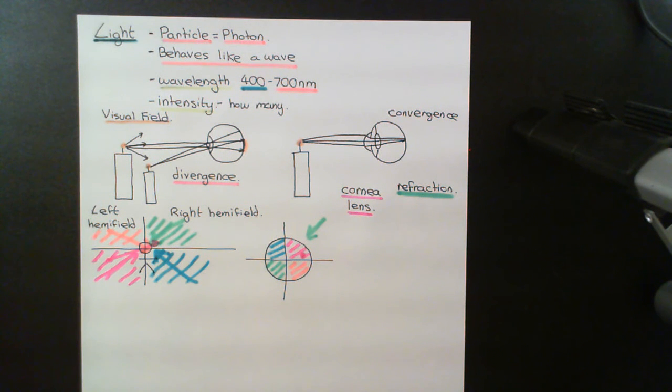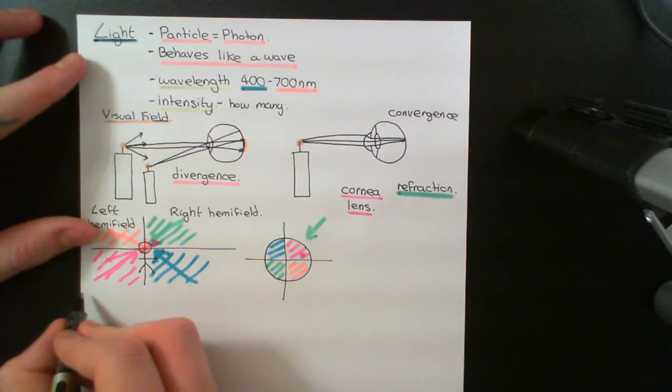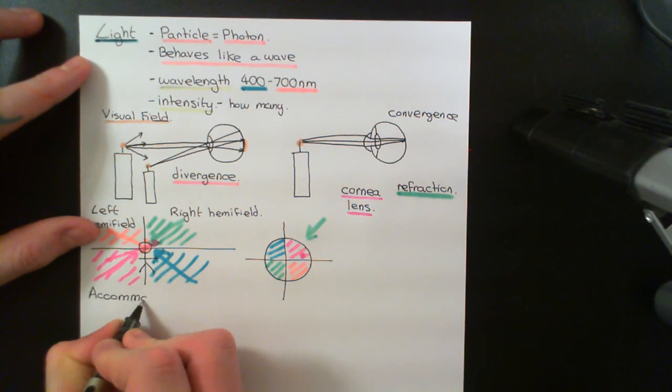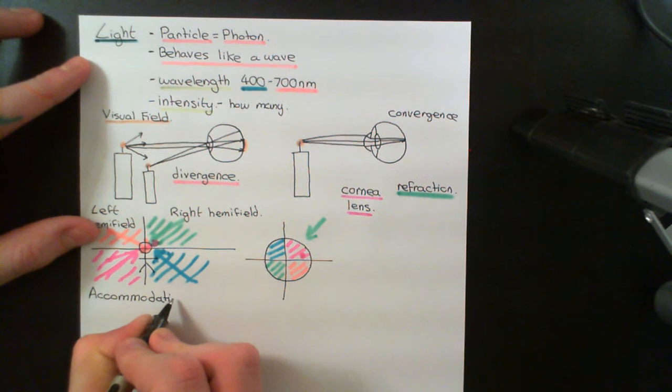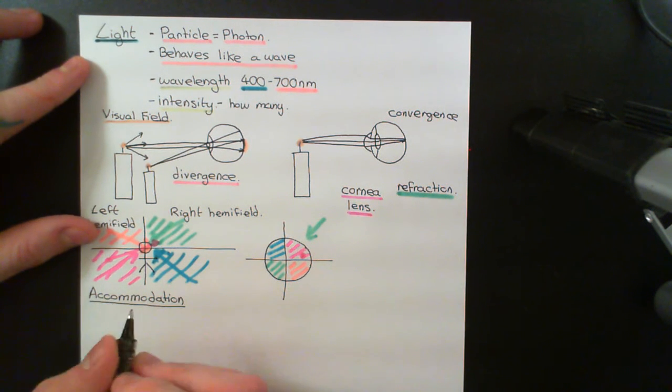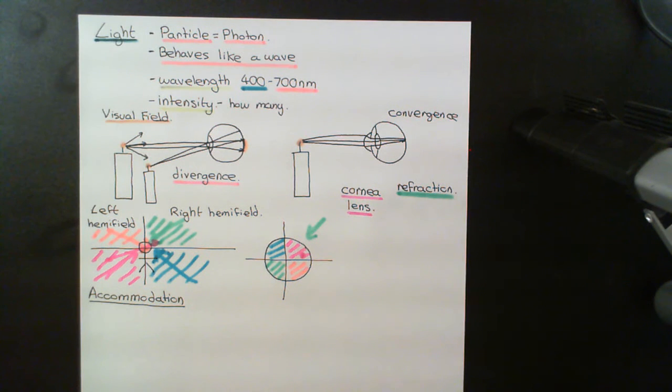Okay, now what we need to consider is accommodation, and I've decided that accommodation definitely does have 2 M's in it. Okay, so accommodation is what I want to discuss in more detail now. So accommodation is all about changing the shape of the lens, and what's this all about? Well, this is about focusing on objects that are different distances away from you.